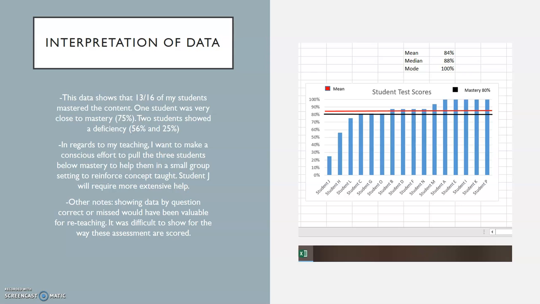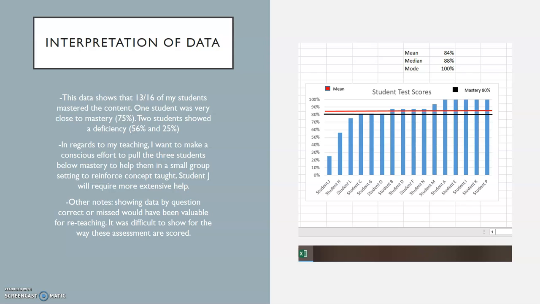I want to make sure that I'm pulling all three of the students that fell below the mastery line, especially student L, because they were so close. And I think with extra support, they could have gotten there, and student H and student J, because they really need extra support in these areas. And maybe they might not hit mastery on the next module, but I want to get them closer to that black line. So I think that that's really important.